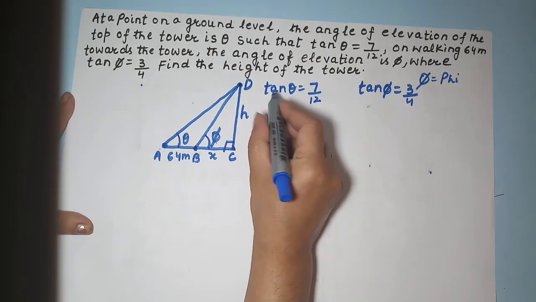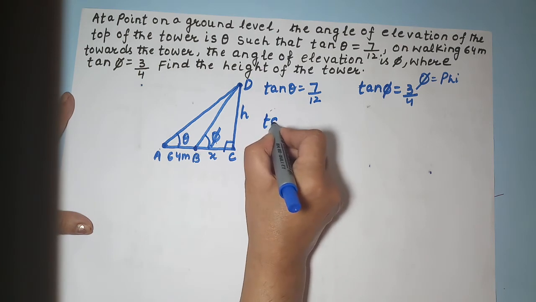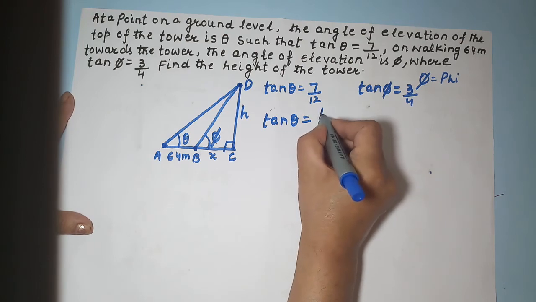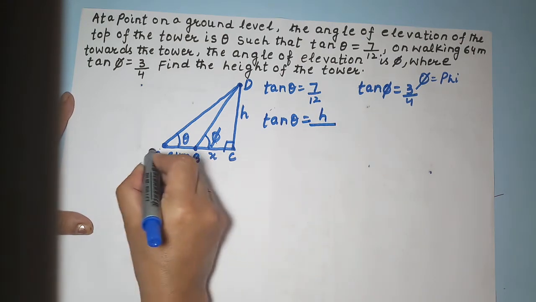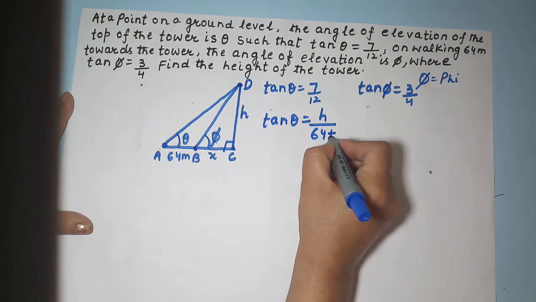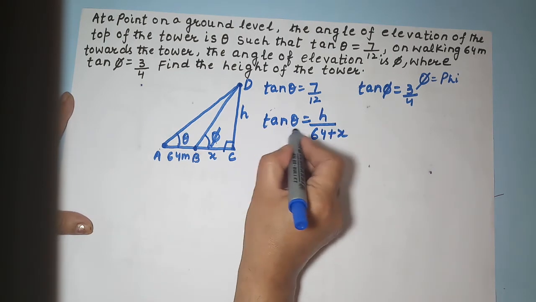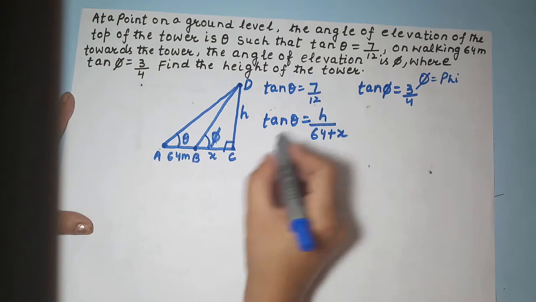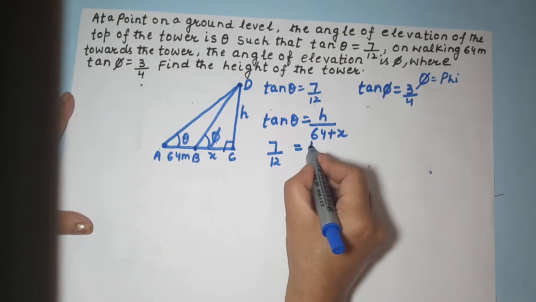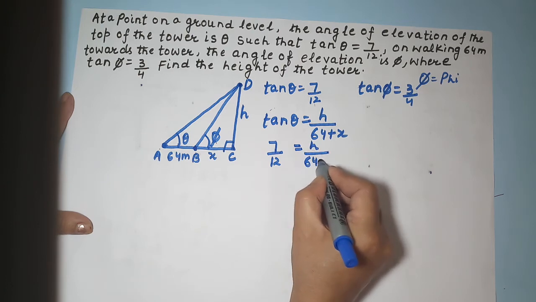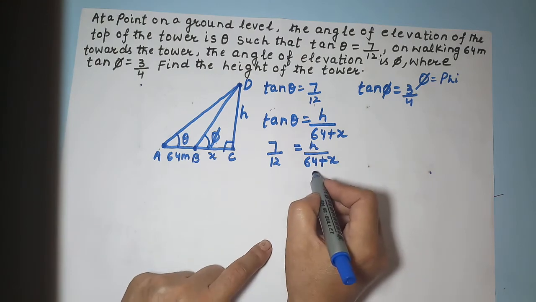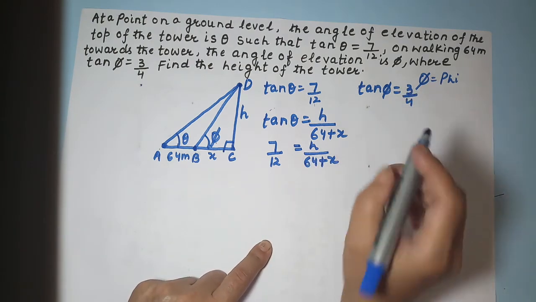Now let's take tan theta first. Tan theta, isn't this equal to opposite, which is H, upon adjacent? Now what is my adjacent? 64 plus X, right? Now I am given the value of tan theta as 7 upon 12. So I will replace this as 7 upon 12 is equal to H upon 64 plus X. Now what will I do? I will cross multiply or keep it as it is.